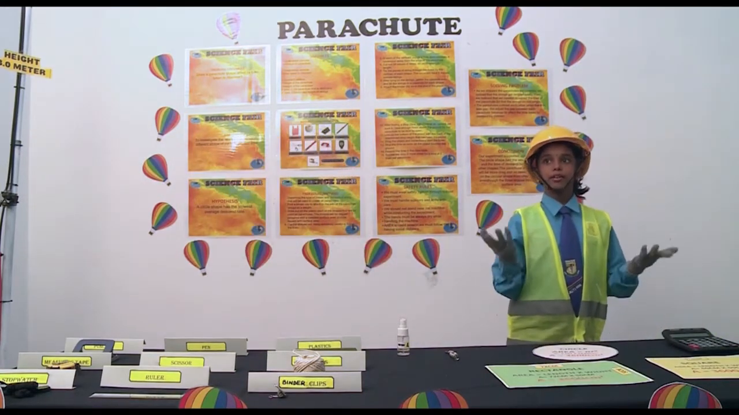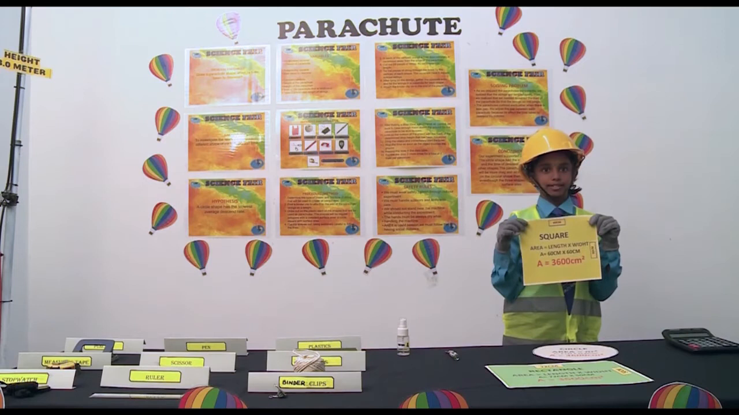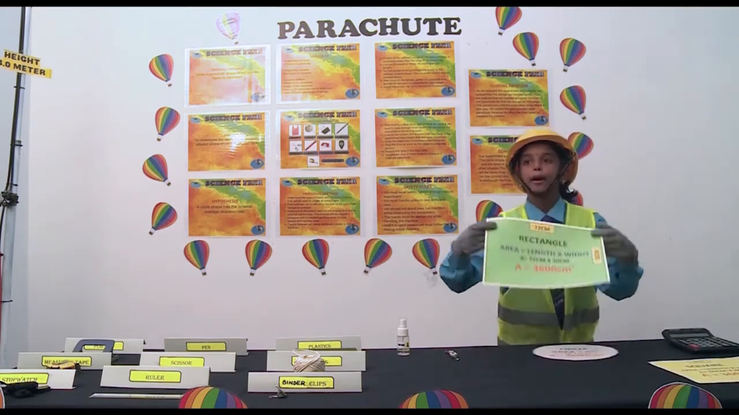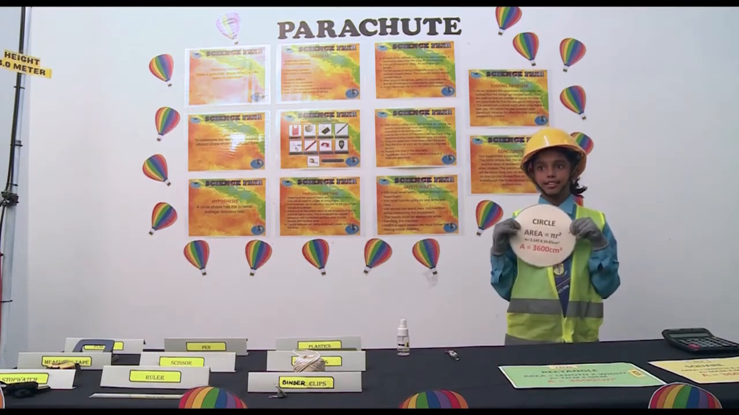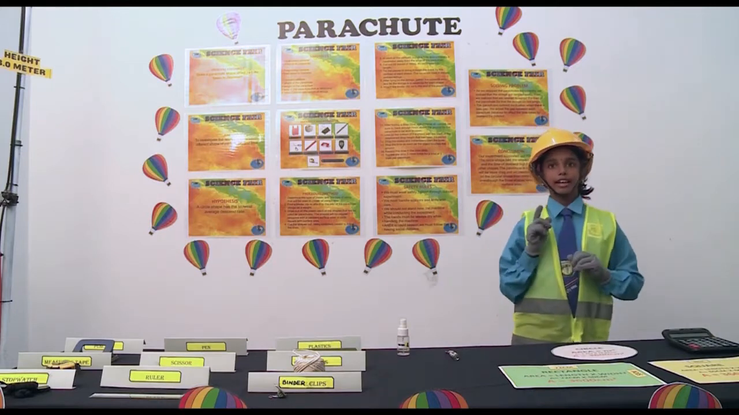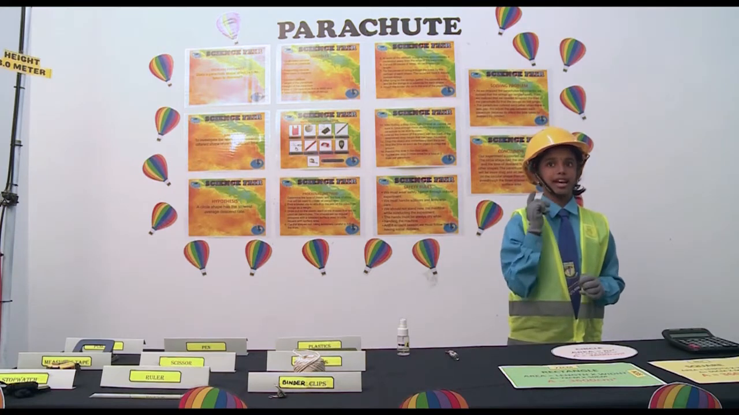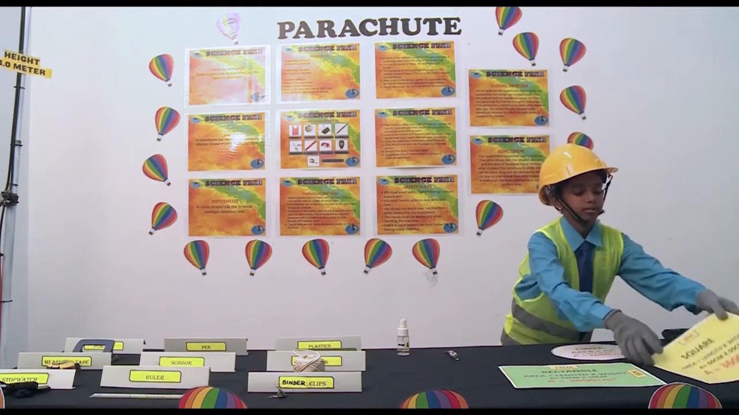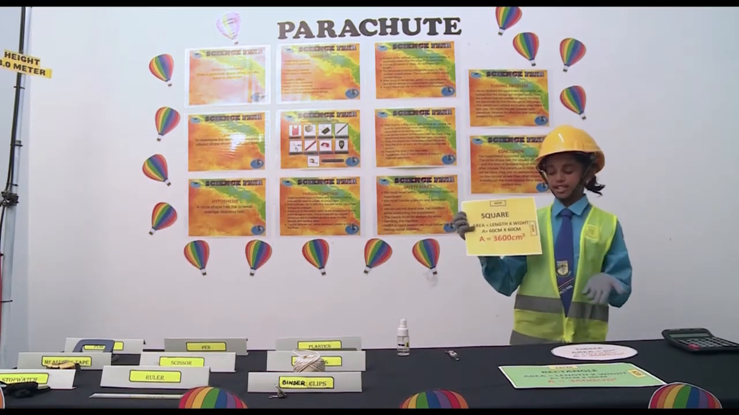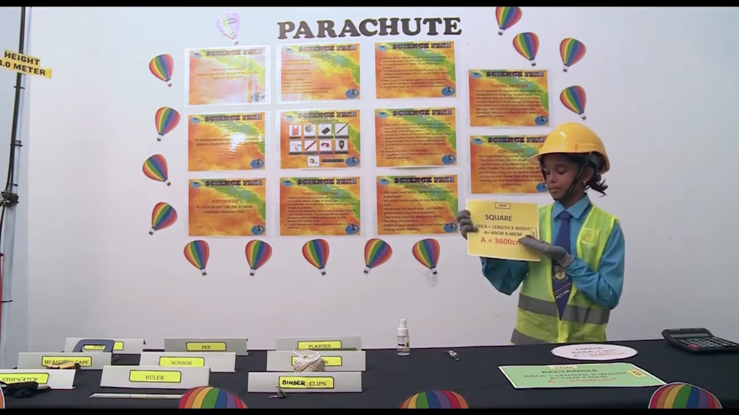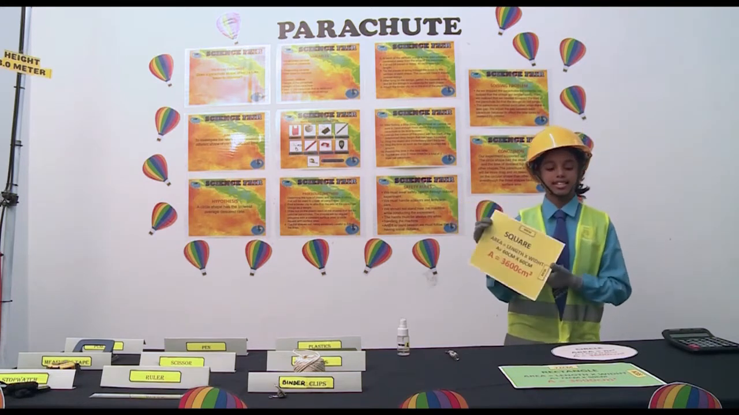For this experiment, we have chosen 3 shapes: A square, B rectangle, and C circle. All the areas of the shapes need to be the same, which is 3600 square centimeters. A is square. The formula is length times width, which is 60 centimeters times 60 centimeters. The total area of the square is 3600 square centimeters.